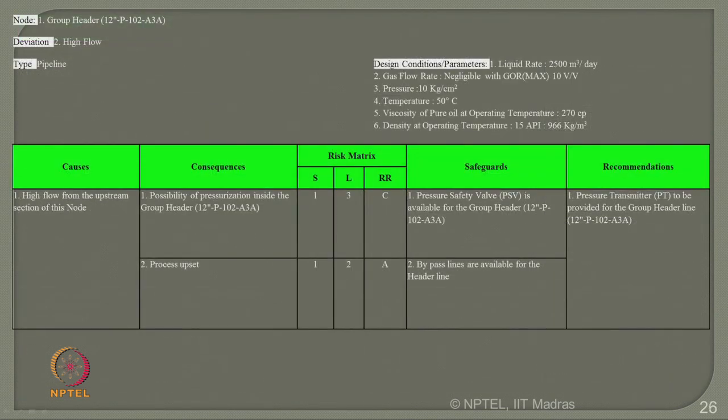So, there are different nodes available and consequences are identified, and in the same manner we keep on identifying the risk matrix, and we also look at the existing safeguard measures available, and subsequently we give the recommendations. However, how many times I give the same recommendation, the number is borrowed from the standard database which is available and created by you.